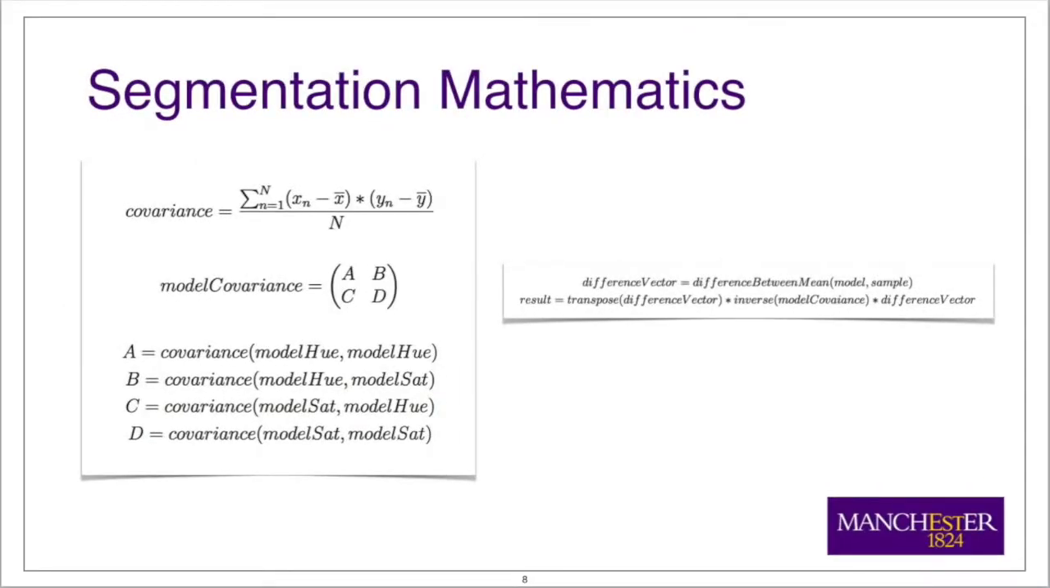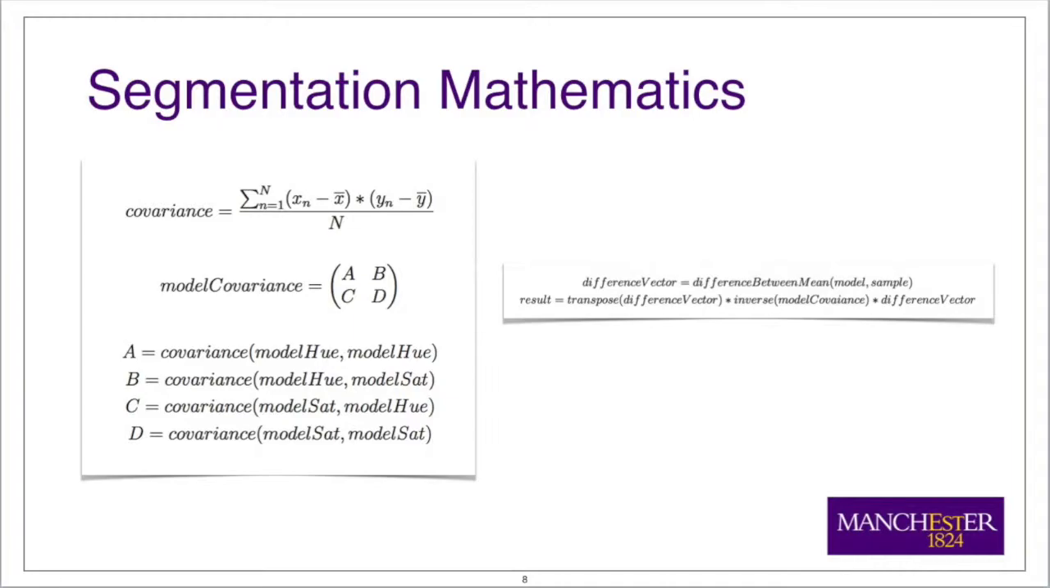The following illustrates the equations used to complete the similarity. A covariance matrix was calculated for the model, inverted, then multiplied with the differences between the means of the model and the sample. The result gives a squared standard deviation. If this value is less than or equal to 9, then the sample and model are similar enough.